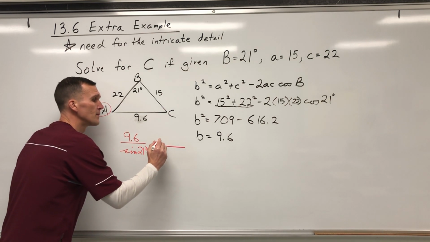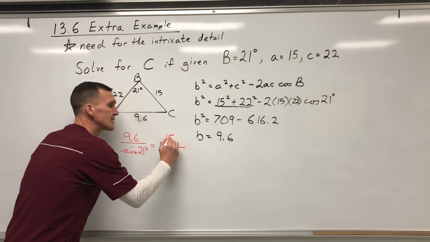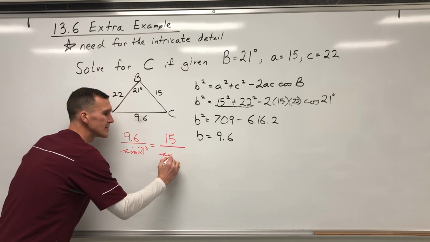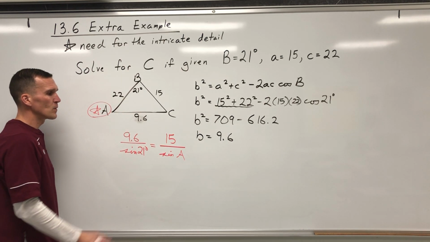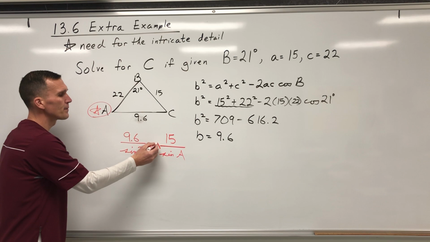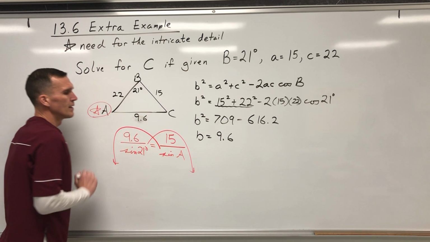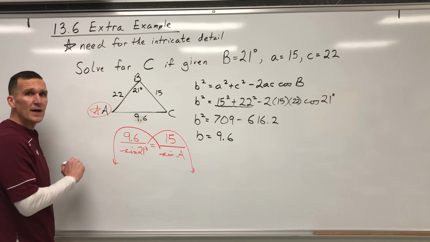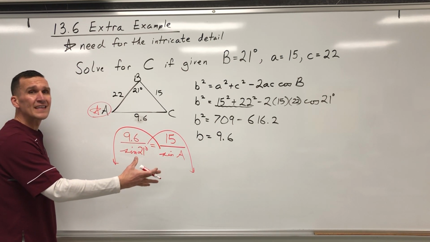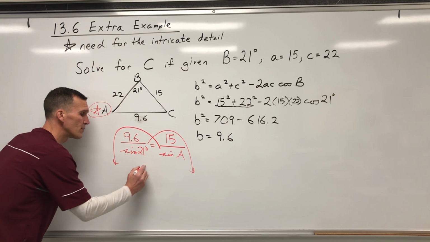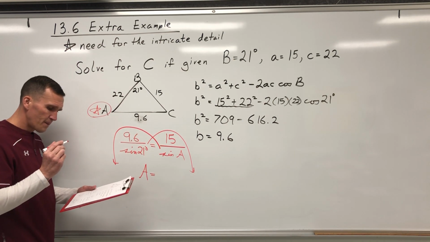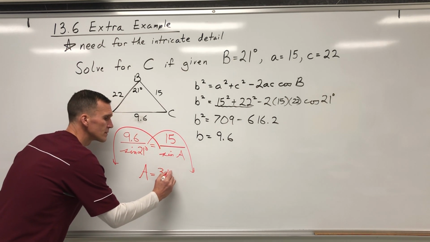When I do that, I'll do my A combo. Side A divided by sine of angle A. Now again, I'll try to speed this up. If I cross multiply, I will have to divide both sides by 9.6. I'll have to inverse sine them, and I will get angle A to be 34 degrees.